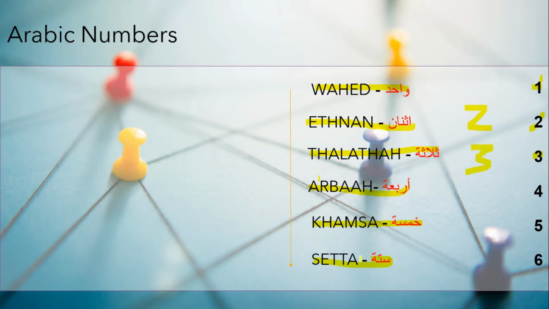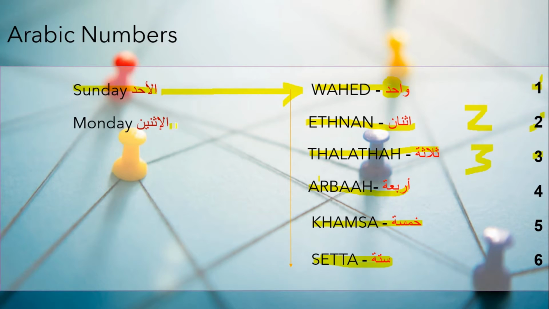Before we proceed to the next set of numbers, I would like to bring your attention to one thing that is really related to these numbers, which is the weekdays. Sunday is al-ahad, which is exactly the same number as wahad. It's the beginning of the week. Monday is al-ithnain, which is ithnan, the second day of the week, but we are giving it more noun features. That's why we added the al, the determiner.